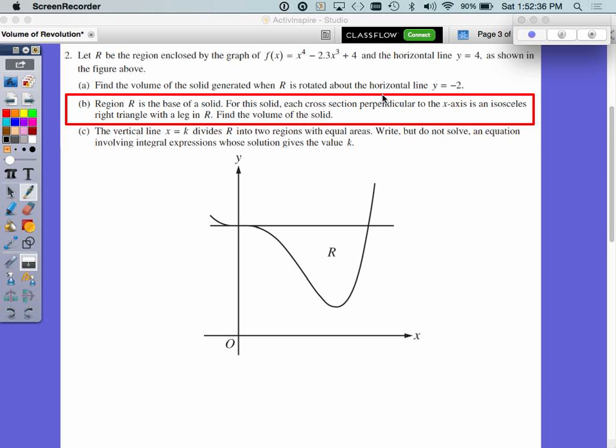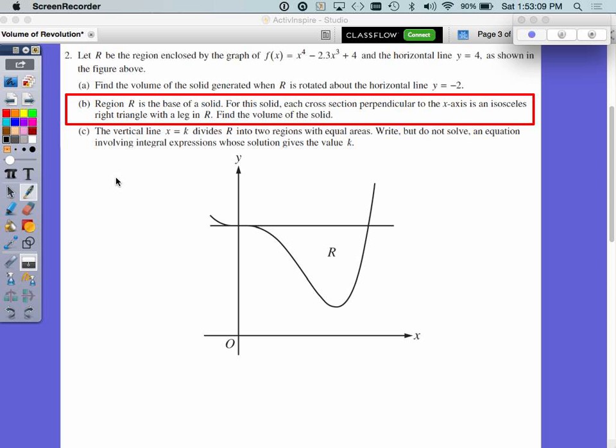So in our previous video, we were looking at problem 2 from the 2014 exam, and in that video we looked at part A of this question. We now move on to look at part B. Part B tells us that the region that was defined previously, which is given in this diagram down here, the region R is the base of a solid, and for this solid, each cross-section which is perpendicular to the x-axis is an isosceles right triangle with one leg in the region R. And we're asked to find the volume of the solid.